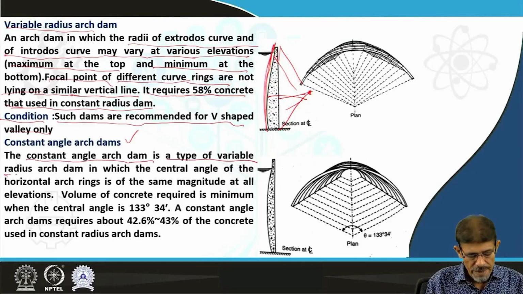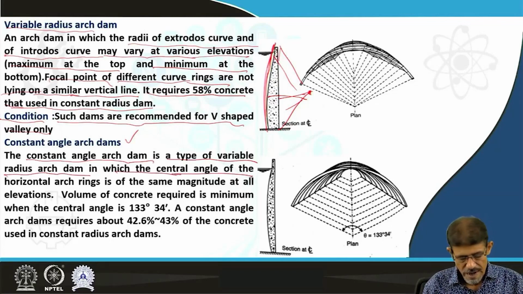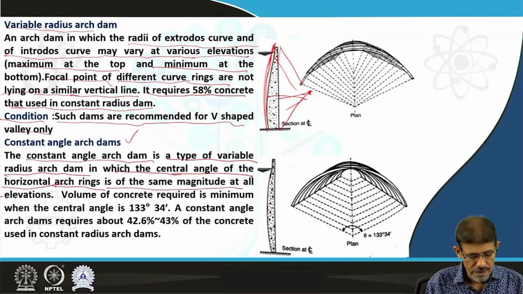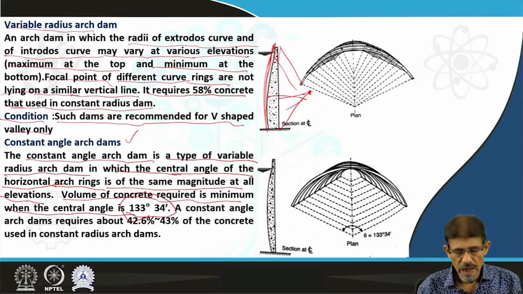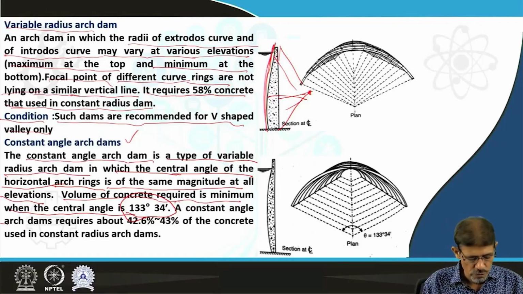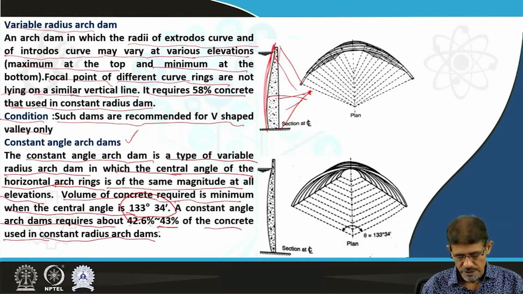This is a type of variable radius arch dam in which the central angle of the horizontal arch ring is of the same magnitude at all elevations, and the volume of concrete required is minimum when the central angle has a value of 133 degrees 34 minutes. In this type of dam we use minimum concrete, 42.6% or approximately 43% of the concrete used in the constant radius arch dam.